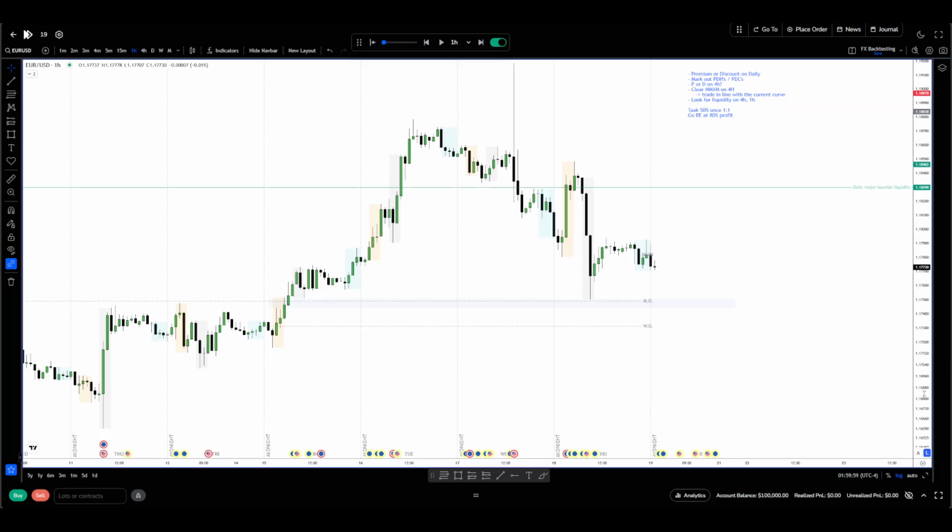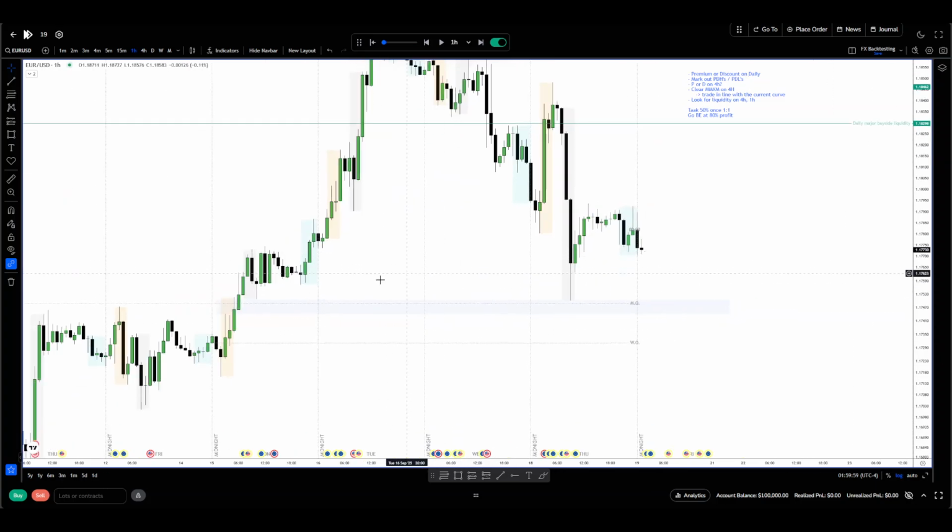The 1 hour, what do we have here? Yeah, look at this low. This low and that low. That's the same low as you see in the daily, but the very clean equal lows resting above a 4 hour fair value gap, right?